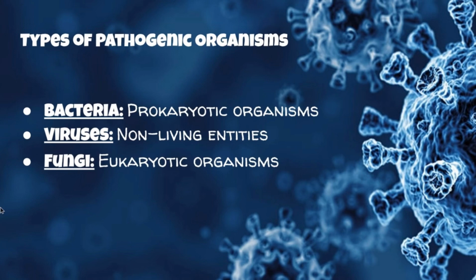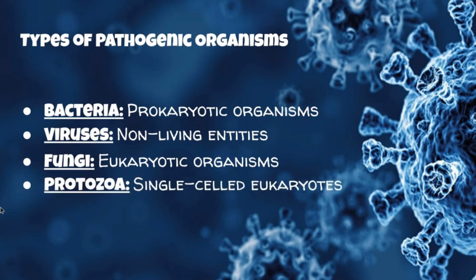Another example is fungi, which are eukaryotic organisms that infect the skin, lungs, and other organisms. For example, Candida albicans, which causes thrush, or Aspergillus, which causes lung infections. And lastly, protozoa, which are single-celled eukaryotes that typically cause diseases like malaria, such as Plasmodium.